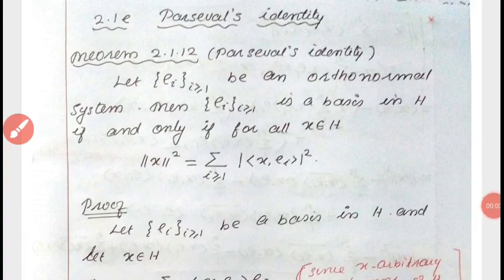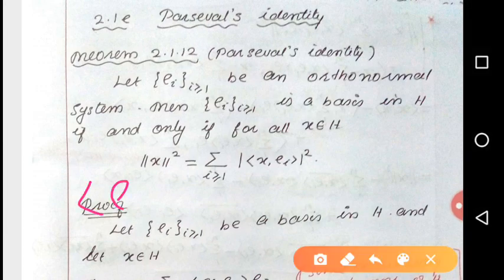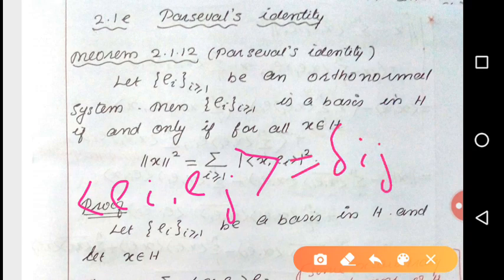Pascal's identity 2.1e. Okay. So the first theorem is Parseval's identity, which states that if the collection e_i, i greater than or equal to 1, meaning the collection e1, e2, etc., is an orthonormal system. Orthonormal system means the inner product of e_i, e_j is equal to delta_ij. That is, if i equals j, the inner product of e_i is 1, otherwise 0.